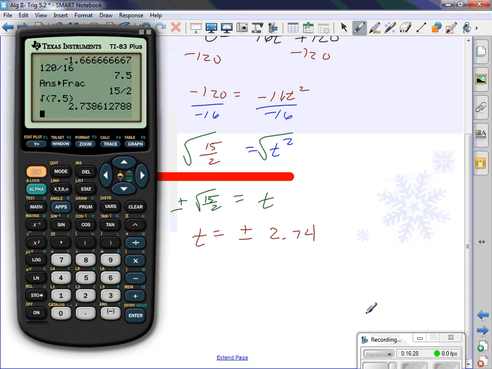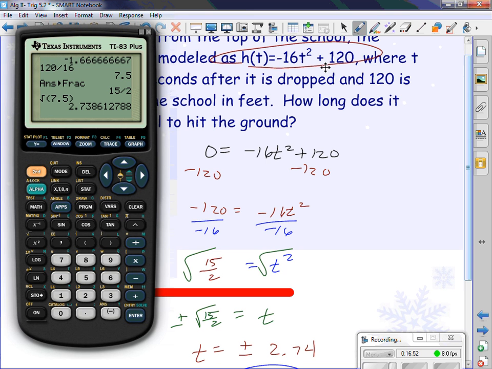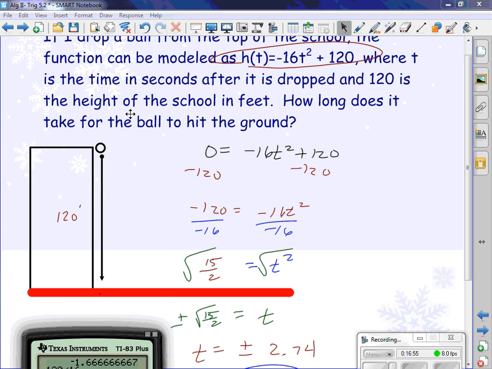For the time, can I have a negative 2.74 seconds? No. So the only thing that makes sense for this problem is 2.74 seconds for the ball to hit the ground. We don't need the minus on this one because you can't have negative time. So we took the ball, we dropped it from the top of the building. We wanted to know when it hit the ground.